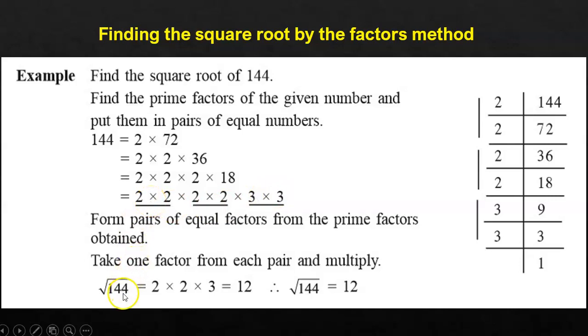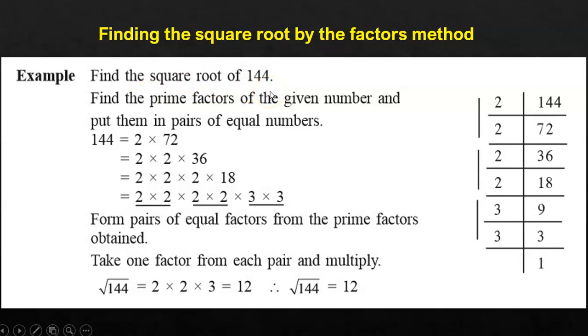So when I write square root of 144, from these two, I'm writing only 1. From these two, I have written only 1. And from these two, I have written 1. So what is my answer? Now multiply these. 2 into 2, 4. 4 into 3, 12. So what is the square root of 144? 12.